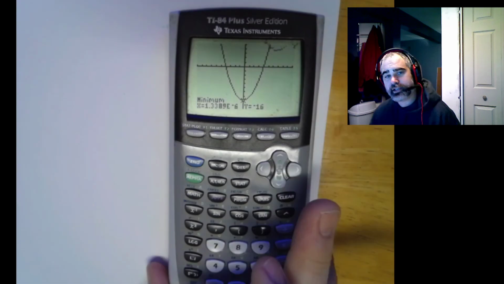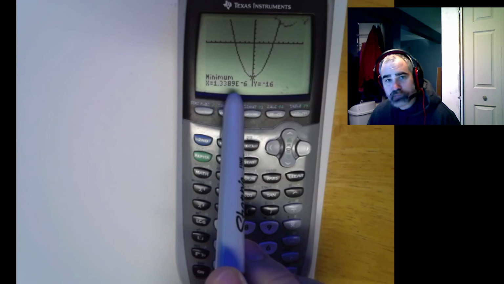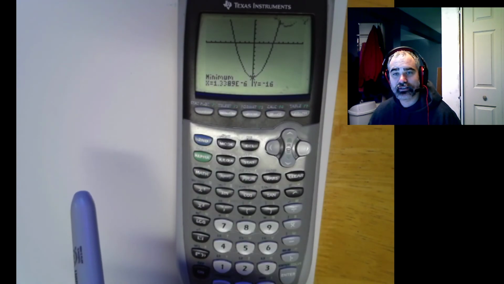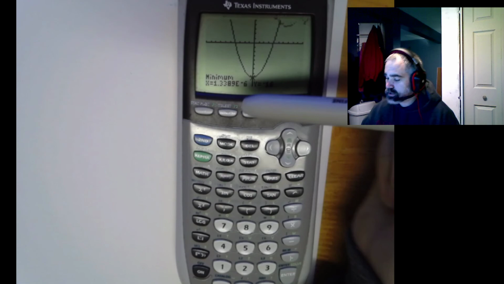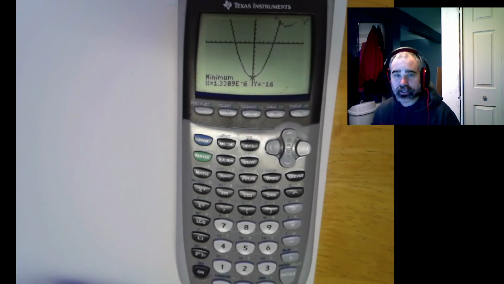Notice here my calculator gave me a very strange answer. You can see the x value. It says 1.3389, and then there's the letter E, -6. If you write that down on a test or a homework assignment, I guarantee your teacher will give you 0 credit for that, because that tells me you don't understand anything. If we look at the cursor, it's pretty clearly on the y-axis, which should be 0 for the x value.